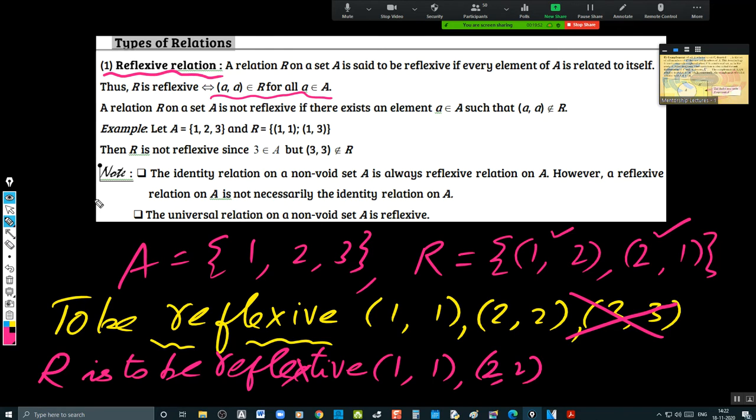Well, it will be clear now. If I remove this and I ask you whether this is reflexive or not, then also you must have 1, 1, 2, 2 here. That means whatever element you have chosen must have its reflection compulsorily. If 1 is there, its reflection 1, 1 must be there. If 2 is there, its reflection 2, 2 must be there. Then only it becomes reflexive, otherwise not. So we have to add 1, 1 and 2, 2 in the brackets.